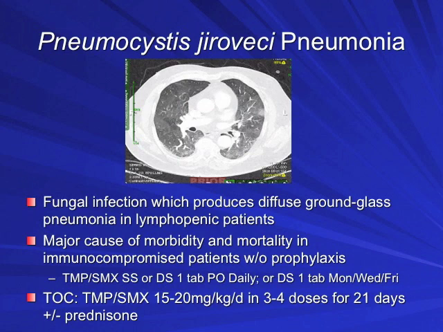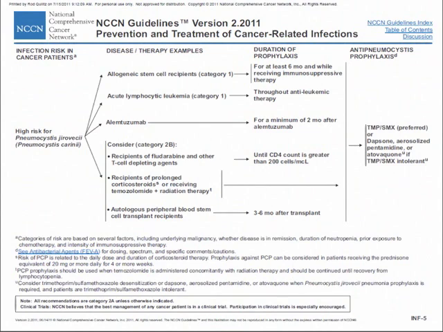And the treatment of choice is going to be Bactrim at 15 to 20 milligrams per kilogram of trimethoprim per day in 3 to 4 divided doses for 21 days, and consider the addition of prednisone based on the patient's oxygenation status. PCP prophylaxis, it's recommended to prophylax allogeneic stem cell transplant patients for at least 6 months following immunosuppressive therapy. We do it for a year.